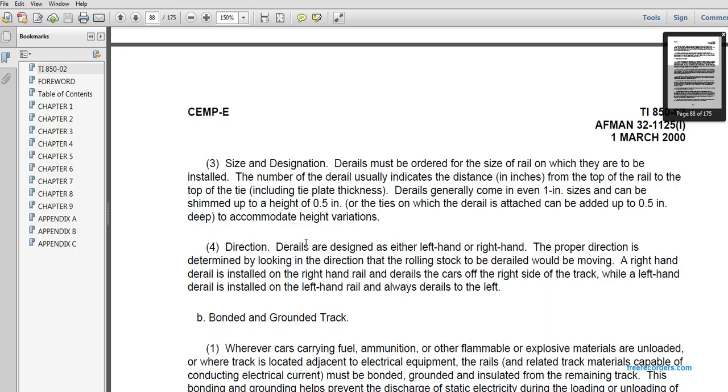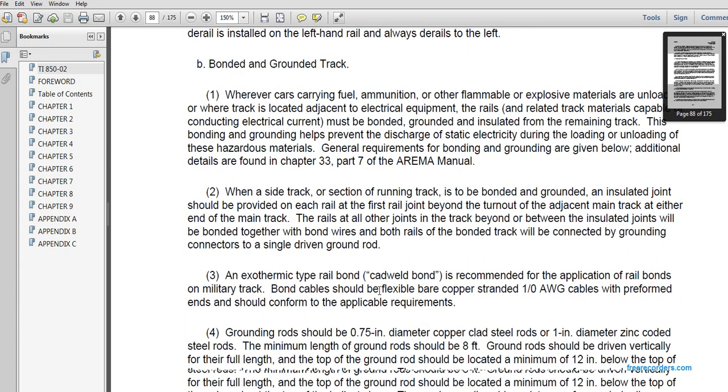For direction, derails are designed to be either left hand or right hand, and the proper direction is determined by the local direction of rolling stock. When moving right hand, the derail is installed on the right hand rail, on the right hand side of the track, while the left hand derail is installed on the left hand side of the rail, always to the left.